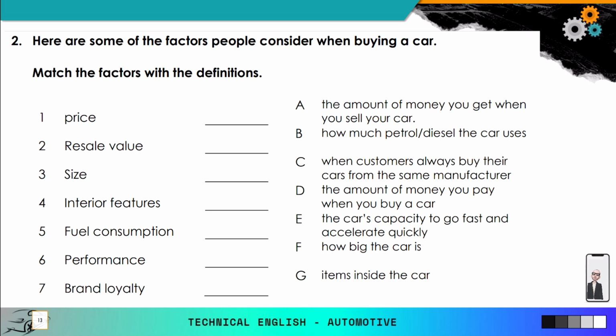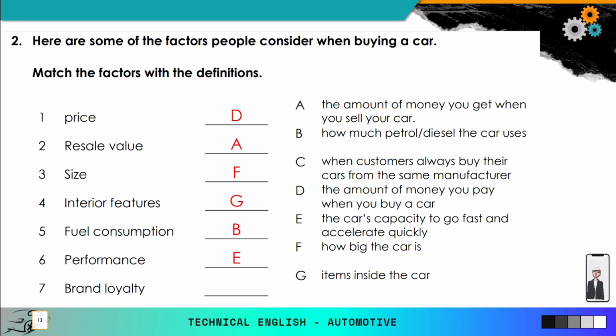So price is the amount of money you pay when you buy a car, so that is D. Resale value would be the amount of money you get when you sell your car, A. Size is, of course, how big the car is. Interior features, that means items inside the car. Fuel consumption is, as you hopefully guessed correctly, B, how much petrol or diesel the car uses. Performance is the capacity to go fast and accelerate quickly.